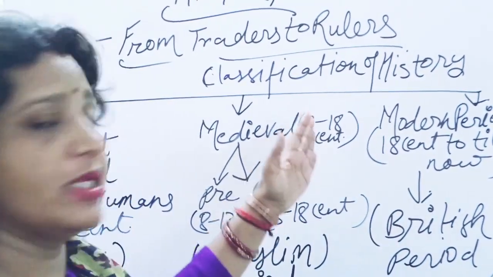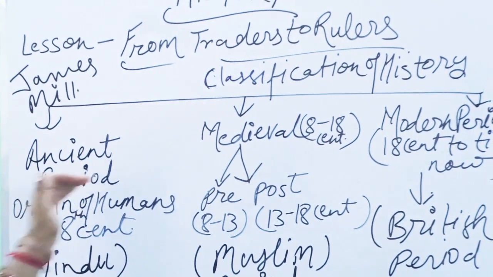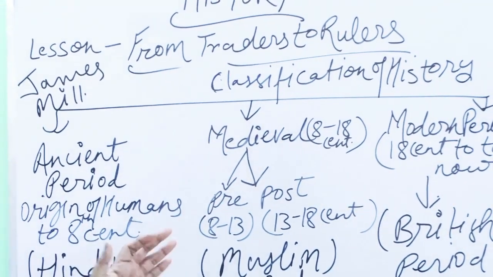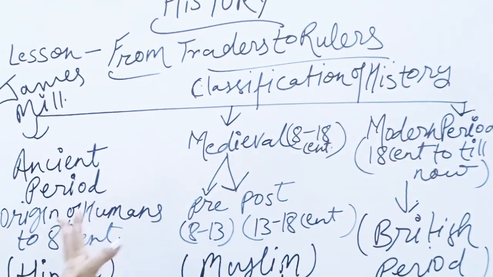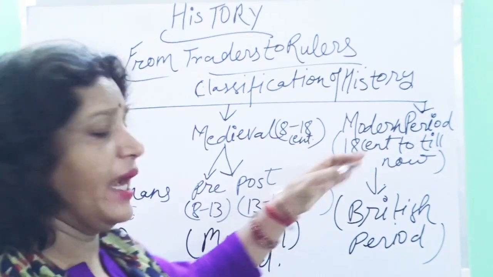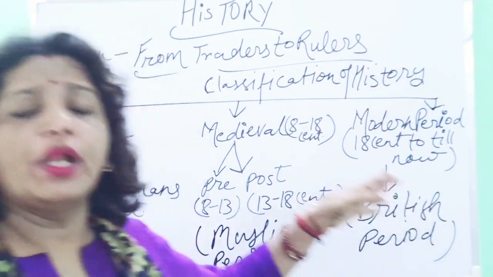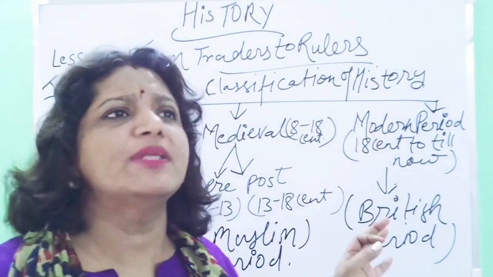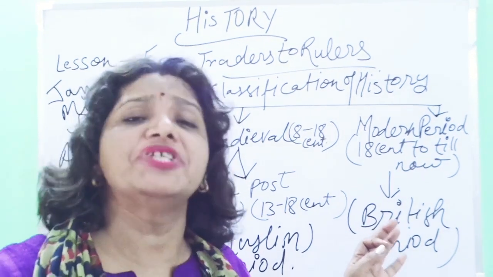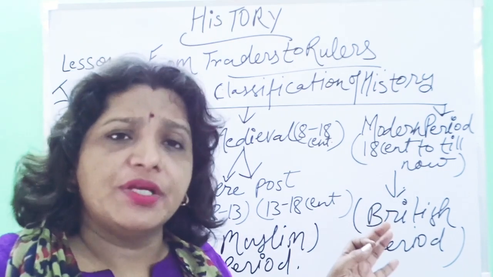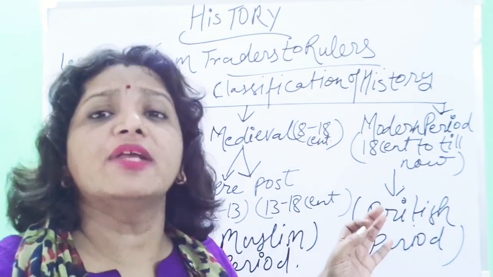The next topic is the classification of history. I would like to explain to you the classification of history. When we talk about it, we classify it into 3 categories: ancient period, medieval period, and modern period. According to James Mill, a Scottish writer, a very famous writer, philosopher, and political thinker, who mentioned this in the book The British History of India.